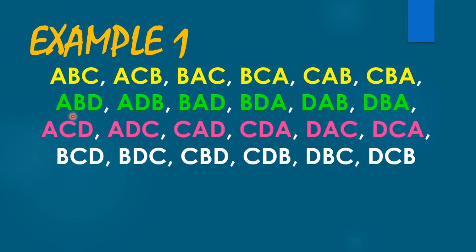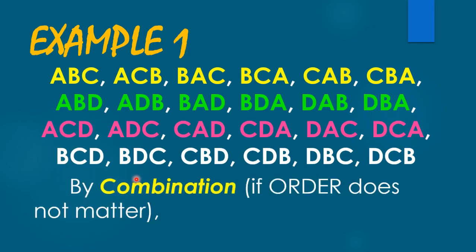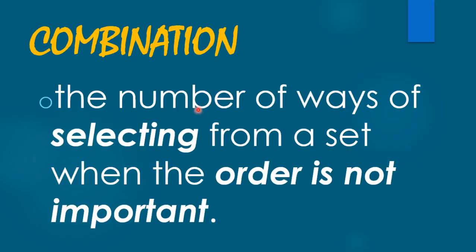In the same manner, ABD, ADB, BAD, BDA, DAB, DBA have also the same elements A, B, and D. The same way with the next 2 sets of arrangements. So using combination, if order does not matter, we only form 4 selections. Combination is the number of ways of selecting from a set when the order is not important.